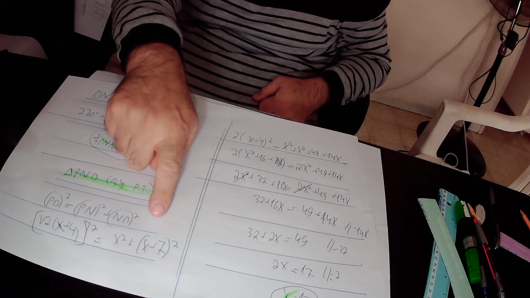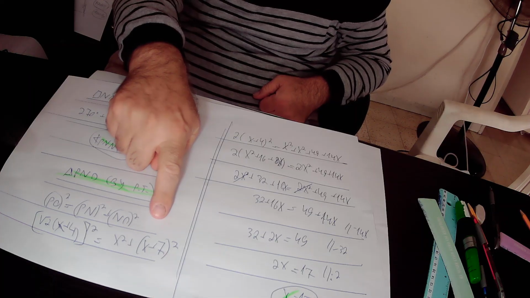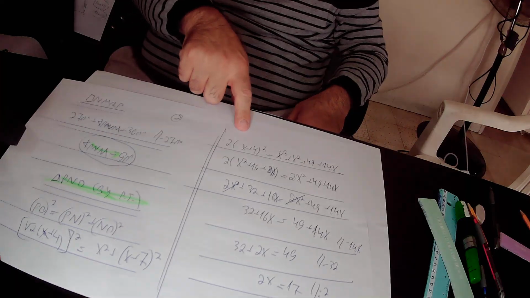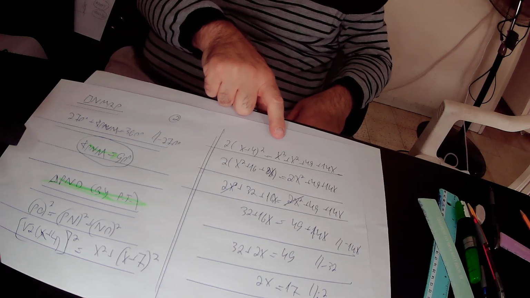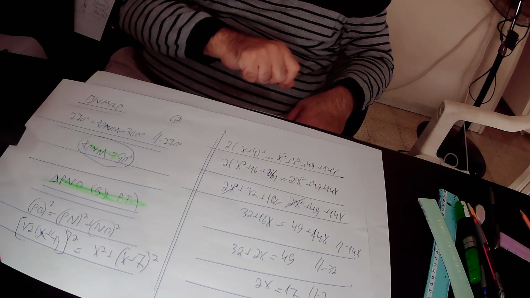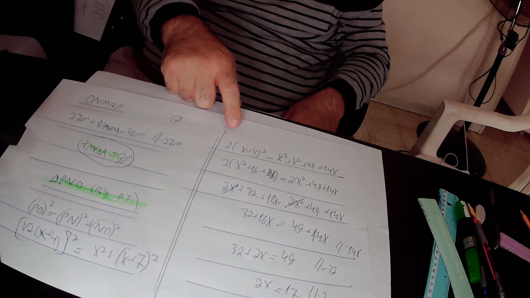x plus 7 squared equals x squared plus 7 squared, that is 49, plus 2 times x times 7, that is 14x. So in total, we found out that 2 times (x plus 4) squared equals x squared plus x squared plus 49 plus 14x. We open the brackets of this expression, so we have 2 times (x plus 4) squared.